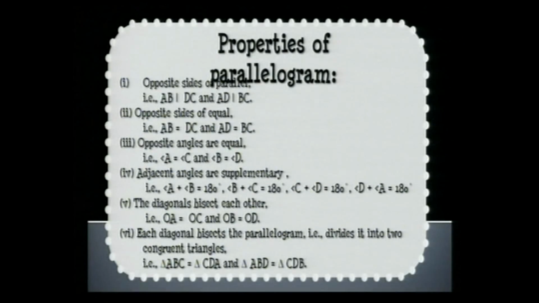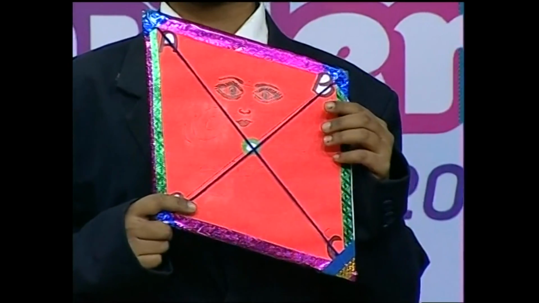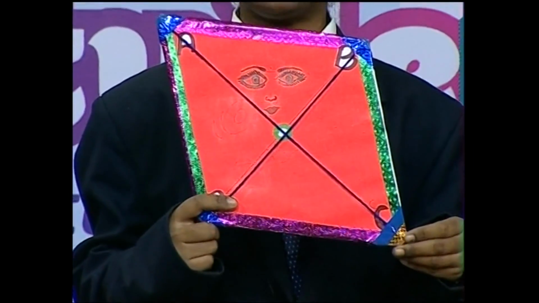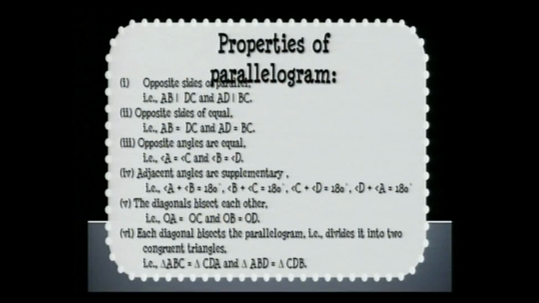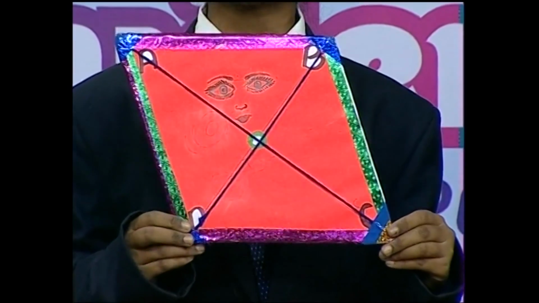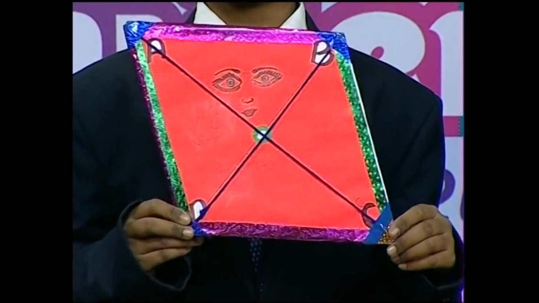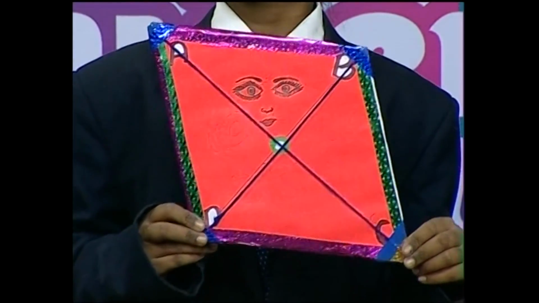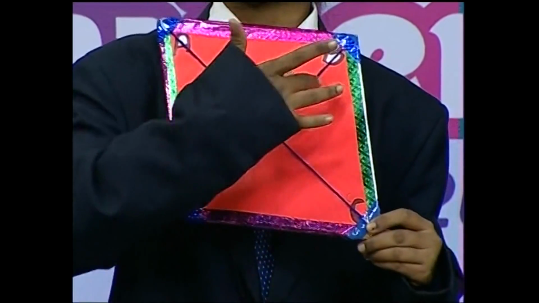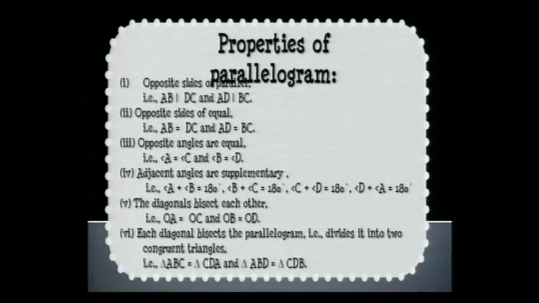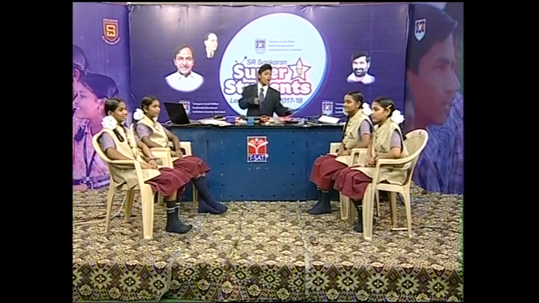The fourth property of a parallelogram is adjacent angles are supplementary. The two adjacent angles sum is 180 degrees. And the fifth property of a parallelogram is diagonals bisect each other. So, these two diagonals bisect each other. And the sixth property of a parallelogram is a diagonal of a parallelogram can divide a parallelogram into two congruent triangles. Do you understand, friend? Yes, friend. Okay, look here.